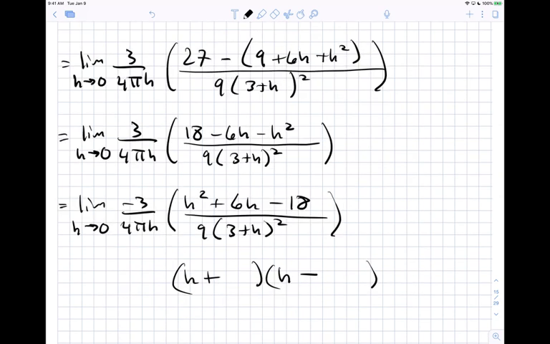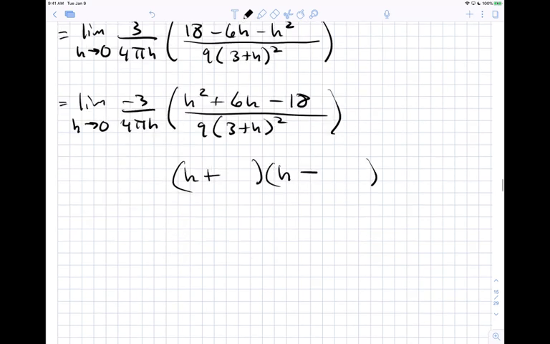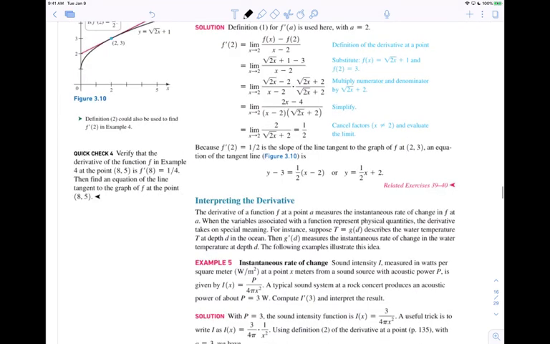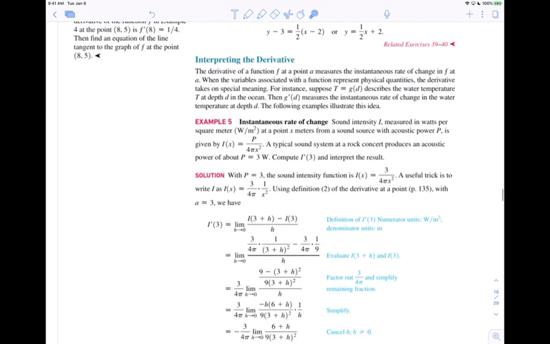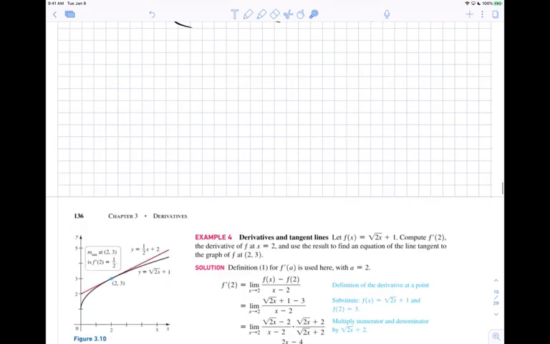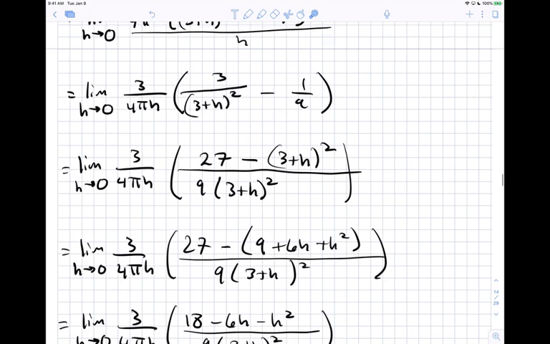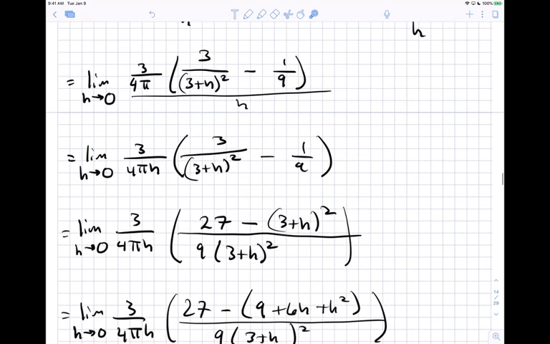And I don't think I can factor this. 9 and 2 is a 7. If that was a 7, we would be there. Let me look at theirs. Right here. 3 plus h. So 1 over 3 plus h squared. We did this. We did that. 9 minus 3 plus h squared. Do we have that? 9. Why is our 3 still there?